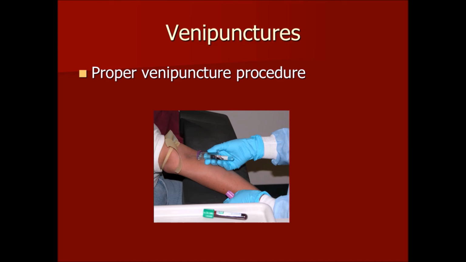Talk about the different site locations from the arm location, as you can see in the picture, which is called the antecubital fossa area, as well as the back of the hand, the wrist, and even lastly, the foot. We talk about the different ways to do this properly, even the tying of the tourniquet, how long you leave the tourniquet, how close or how high you tie the tourniquet. Believe it or not, there are guidelines to how you do these things.